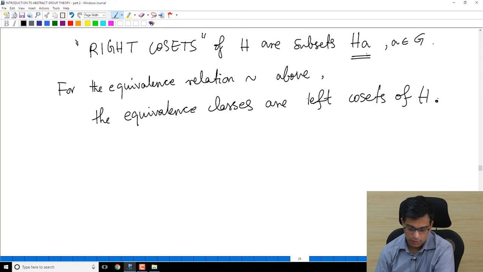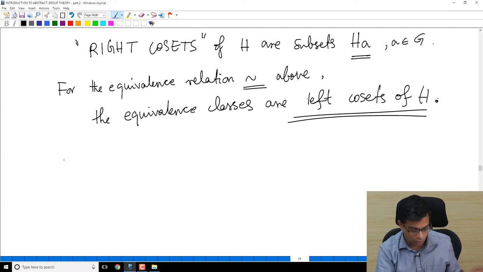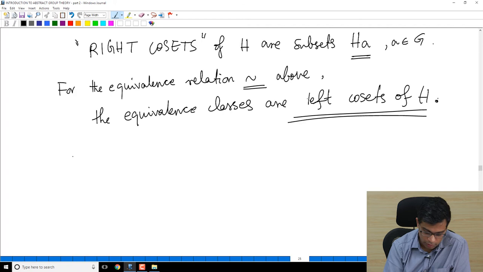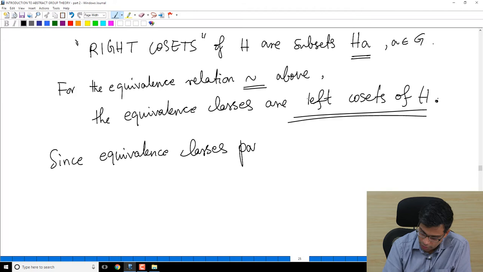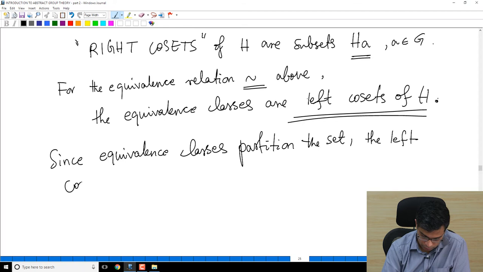So now coming back to the equivalence relation that we are discussing, for that equivalence relation, the left cosets are the equivalence classes. Now I want to do an important theorem. This is the first important theorem really of the course, and in order to prove that, let me observe the following. We have noticed two facts. We have noticed already one fact, that since equivalence classes partition the set, in our situation, the left cosets of H in G partition G.